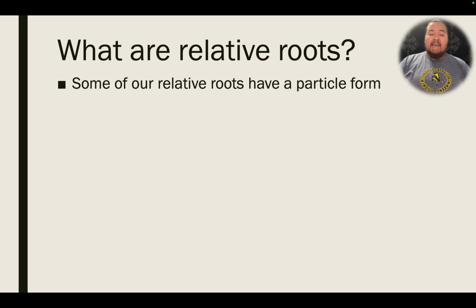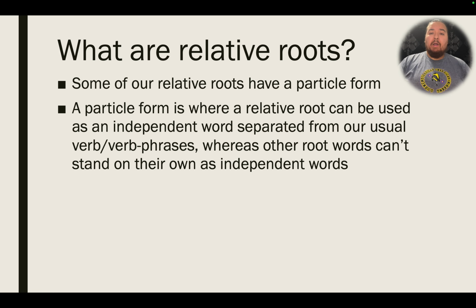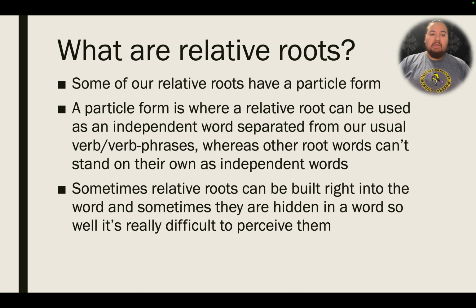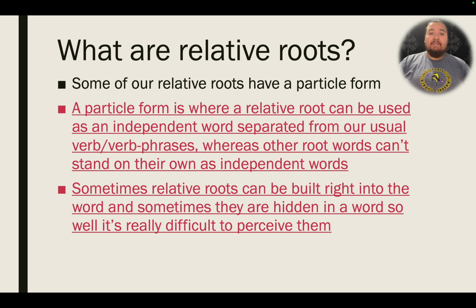So some of our relative roots have a particle form. A particle form is where a relative root can be used as an independent word, separated from our usual verb phrases, whereas other root words can't stand on their own as independent words. If you'll remember from our morphemes lesson on root words, we said that root words can't stand on their own independently. Usually, relative roots are the exceptions to that. Sometimes relative roots can be built right into the word, and sometimes they're hidden in a word so well it's really difficult to perceive them. So here I've indicated the points for you to write down in your notes. Pause the video here before moving on. Alright, let's move on.